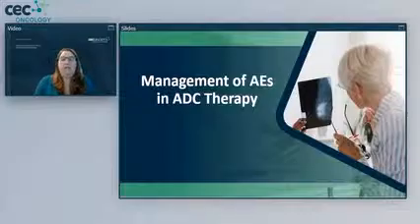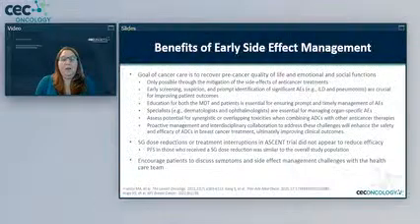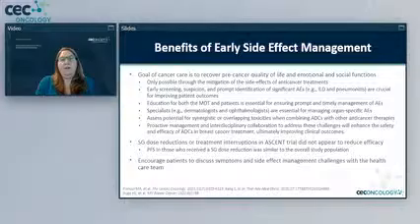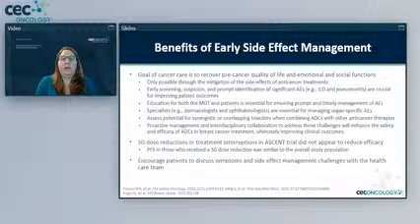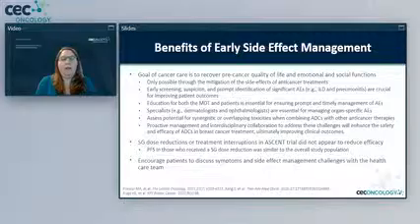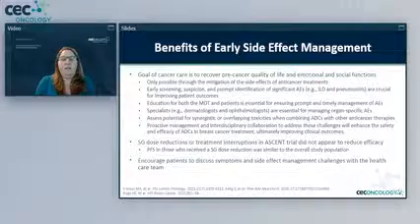So now let's talk a little bit about managing the AEs in our antibody drug conjugate patients. As we all know, early side effect management really does affect our patients and how they receive their care and whether they stay on therapy. The goal of cancer care is really to recover our patients to that pre-cancer quality of life, emotional and social functioning. We want this to be a blip in their road or a road bump that they're going over, as I frequently tell my patients. We want to get them back to the other side and be able to live the life that they had before. So again, it's only possible if we mitigate the side effects of anti-cancer treatment.